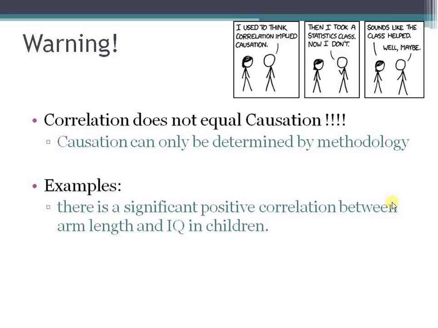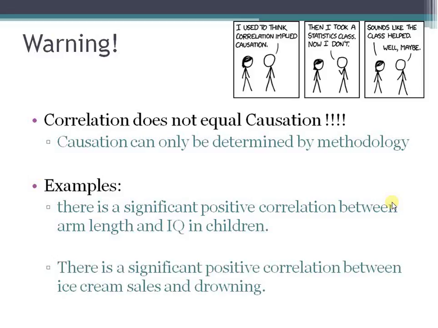Right? So just because two things are related, it doesn't mean that one thing causes the other. They could both be caused by a third thing. For example, the significant positive relationship between ice cream sales and drowning. When ice cream sales go up, drownings also go up, and that's because of summertime, right? Summertime, people are more likely to eat ice cream. People are also more likely to drown.